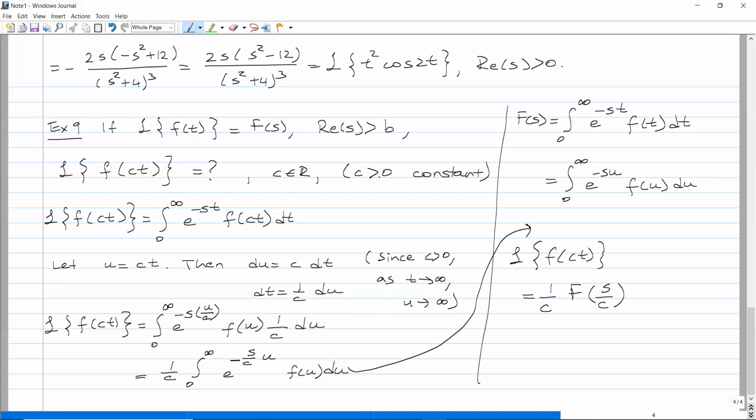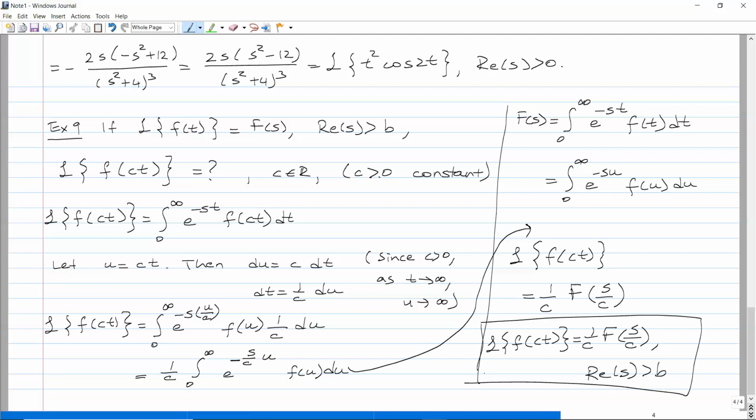Okay, so Laplace transform of f of ct is 1 over c, capital F of s over c, and the condition for s is the same as the condition for s in the Laplace transform of f. So again, if the original formula is for real part of s greater than b, then this formula also works for real part of s greater than b. Okay, so these are just some examples.